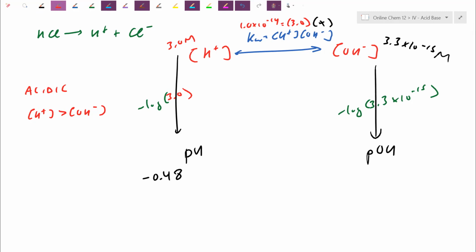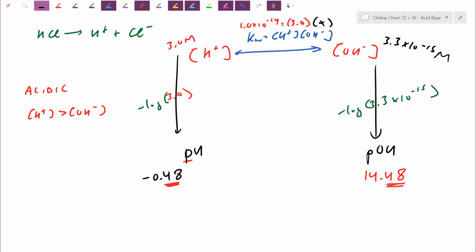Remember, for pH, pOH, pKW, all the significant digits are after the decimal place. So 3.0 has 2 sig figs. I want to make sure I have 2 digits after the decimal place here. If I take the negative log of this 3.3e negative 15, give or take a little bit of rounding, I'm getting 14.48. Again, significant digits after the decimal place.